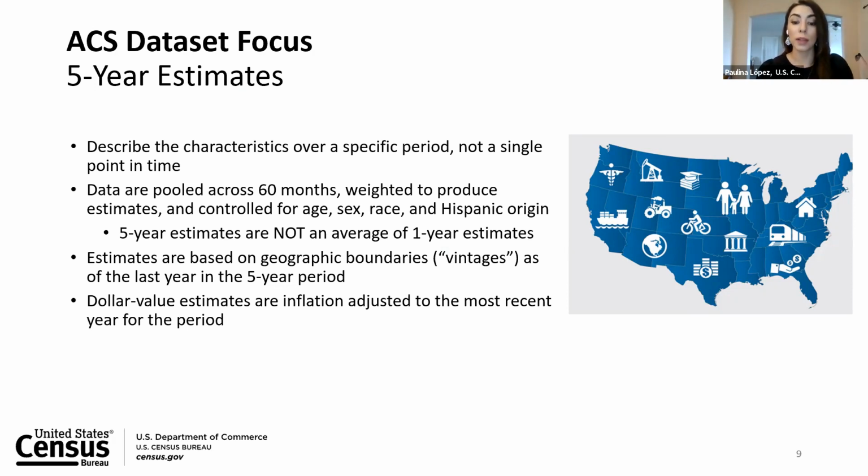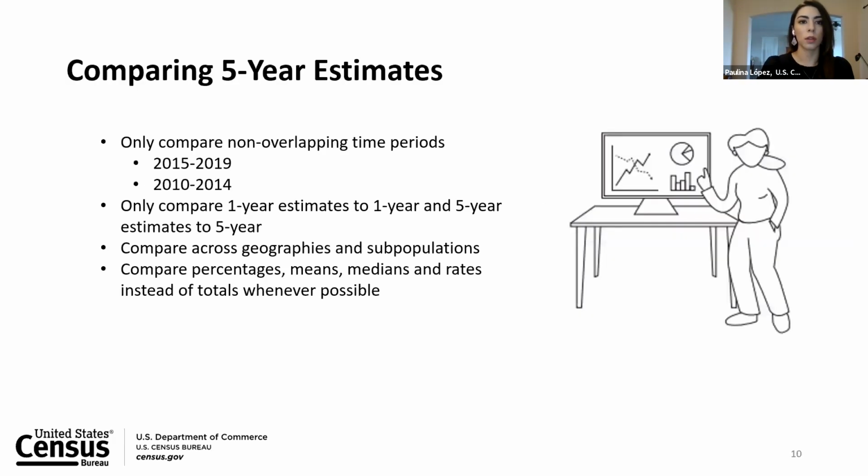Because the more reliable my sample, the more I can use this data to describe my community. With that being said, these 5-year estimates are not an average of 1-year estimates. Also, when you're working with 5-year estimates, if there were any annexations or changes to geographic boundaries in the last year in the period, they will be reflected in the ACS 5-year estimates. And if you're dealing with dollar value estimates, such as median household income, these estimates will be inflation adjusted to the most recent year in the period. So, just important things to know.